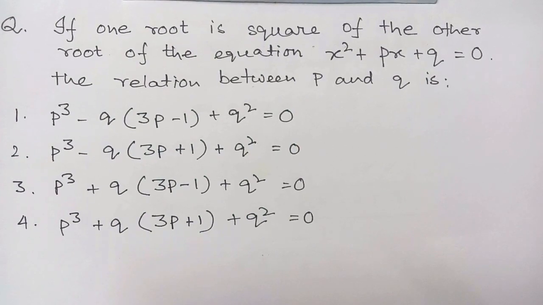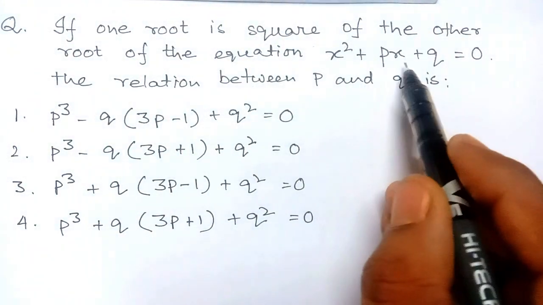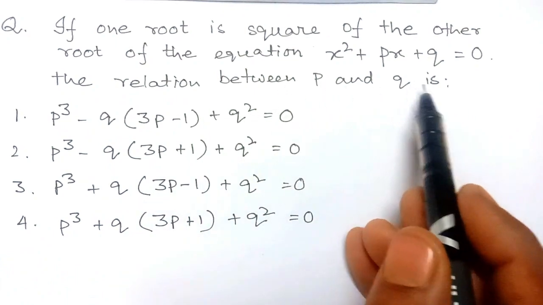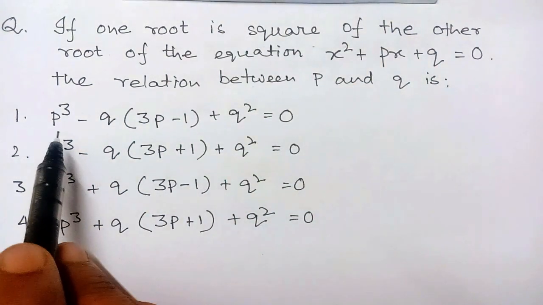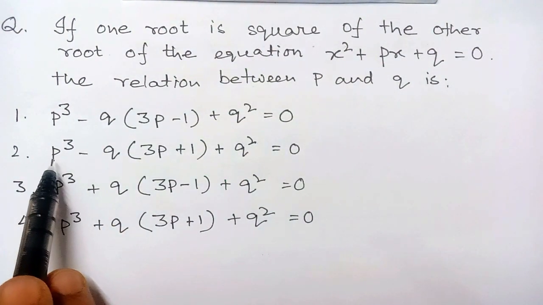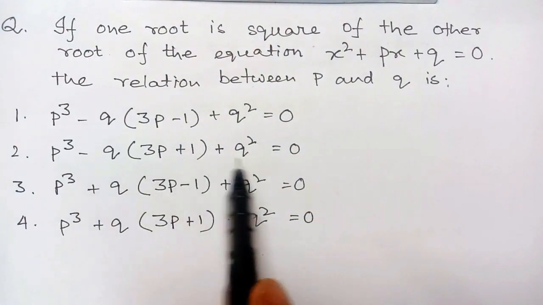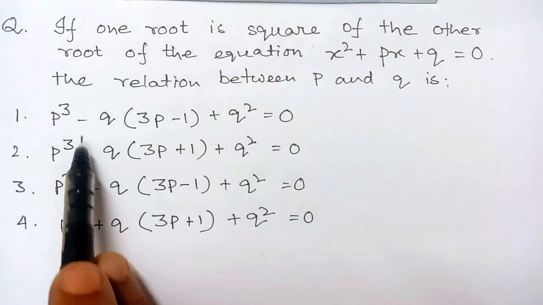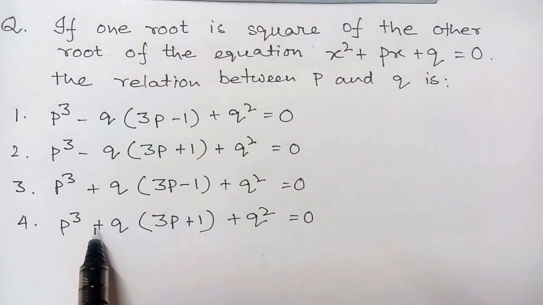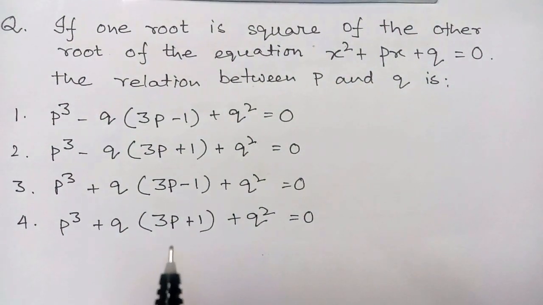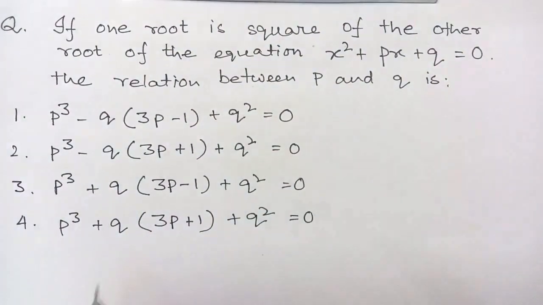If one root is the square of the other root of the equation x square plus px plus q equals 0, then find the relation between p and q. Four options are given. One is p cube minus q into (3p minus 1) plus q square equals 0, and the second one is p cube minus q into (3p plus 1) plus q square equals 0. In options 3 and 4, the signs are changed: here these are minus, and here this has been changed to plus. So out of these four relationships, we have to find out which one is the correct relationship between p and q.